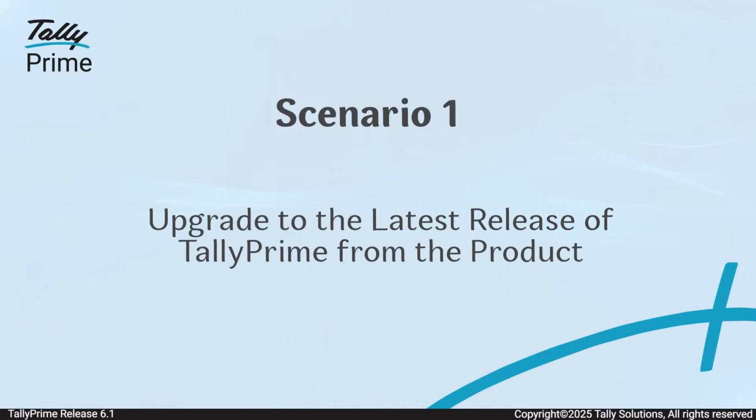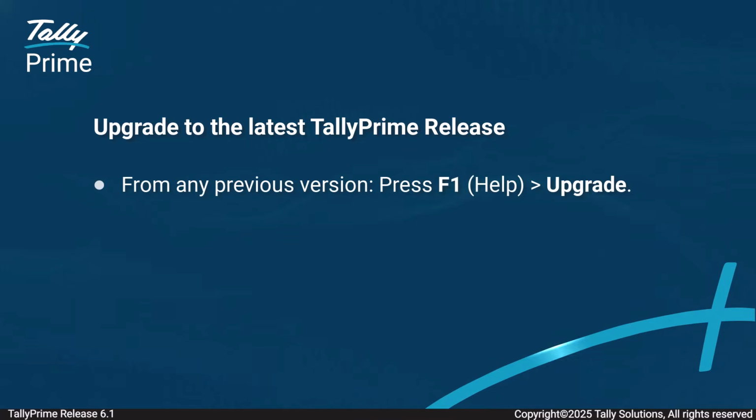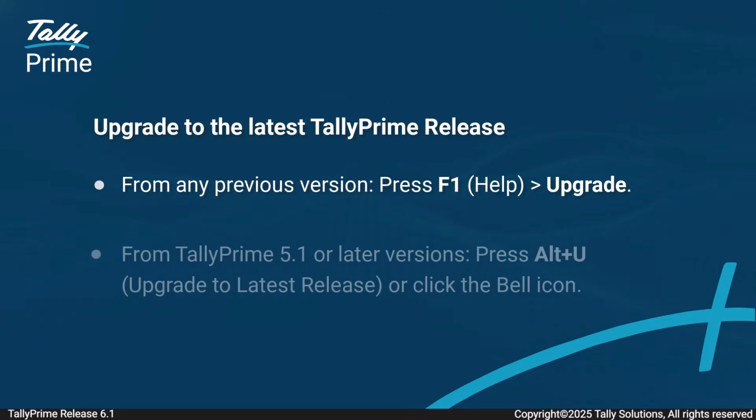Scenario 1. Upgrade to the latest release of Tally Prime from the product. You can upgrade to the latest release of Tally Prime from any previous version using the F1 option. If you are using Tally Prime 5.1 or a later version, you can upgrade to the latest release of Tally Prime using the Alt U option or through the bell icon as well.